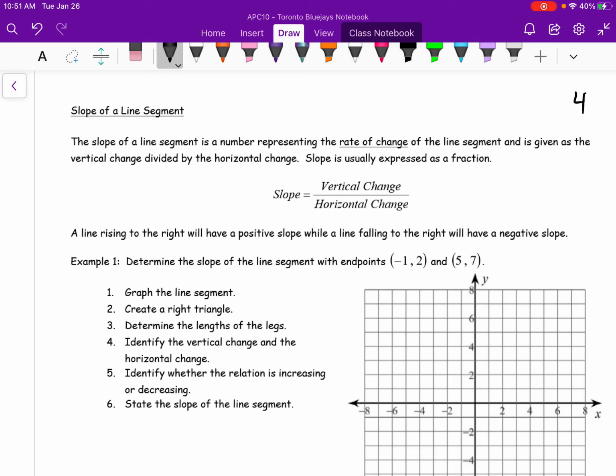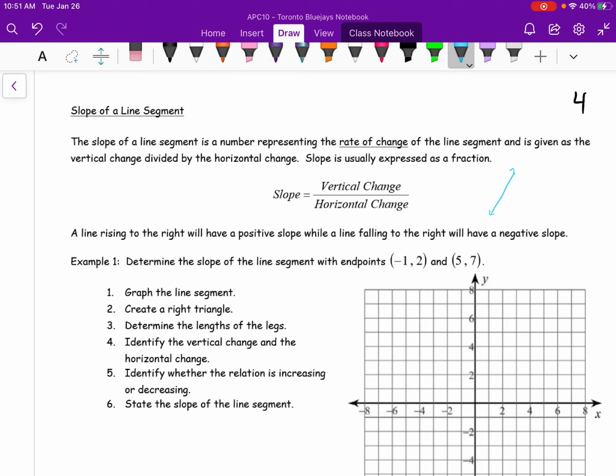The slope of a line segment is a number representing the rate of change of a line segment and is given as the vertical change divided by a horizontal change. Slope is usually expressed as a fraction. For example, what will slope do?